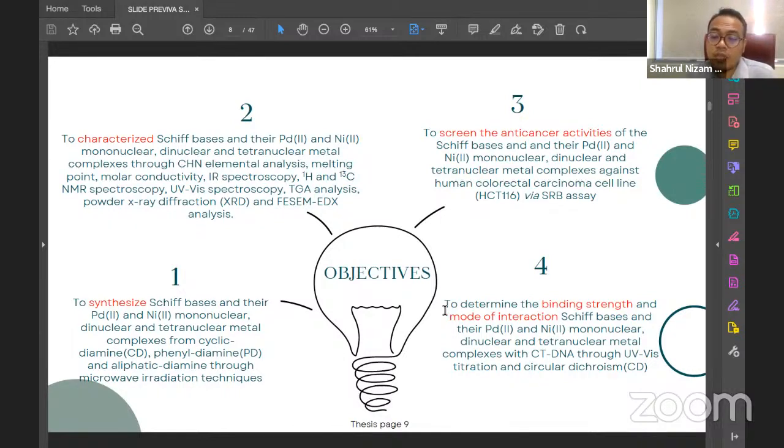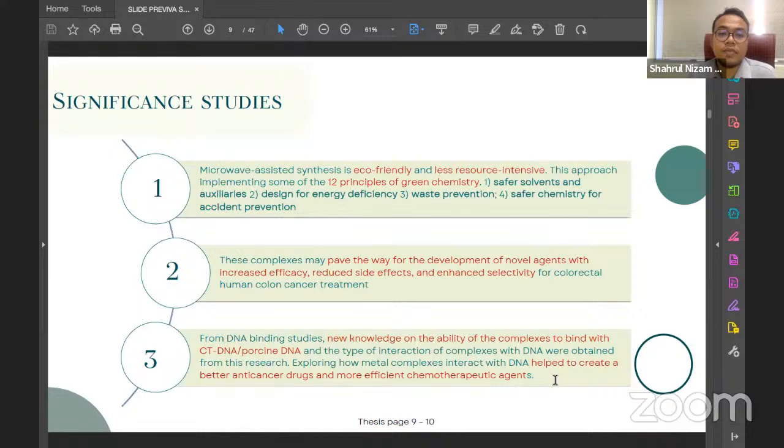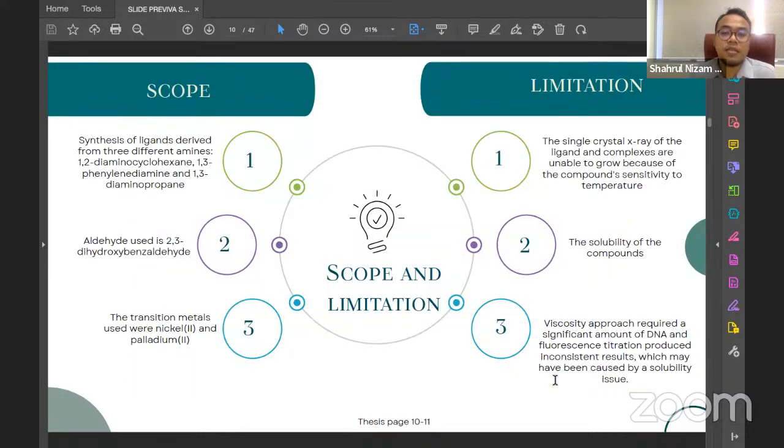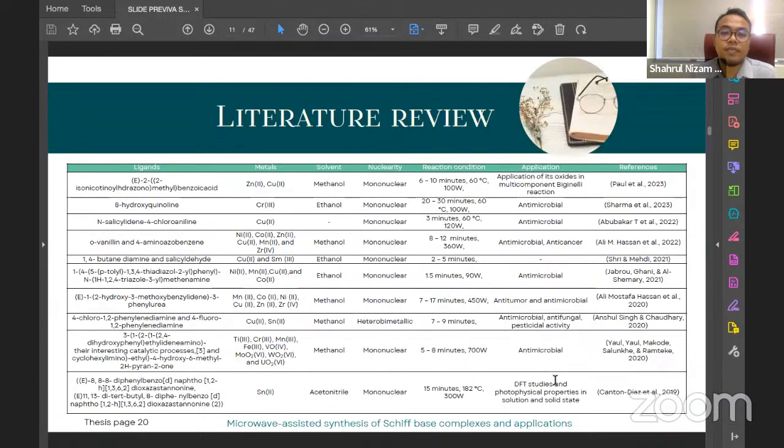So we use ctDNA as our DNA here. And there are two methods. We use UV-vis titration and also the circular dichroism method. Okay, I skip this one and also this one.